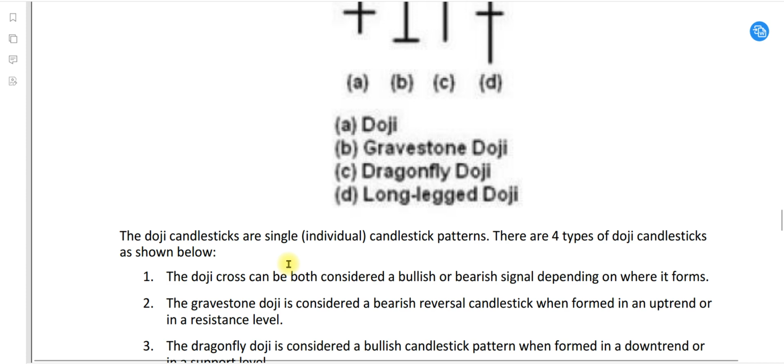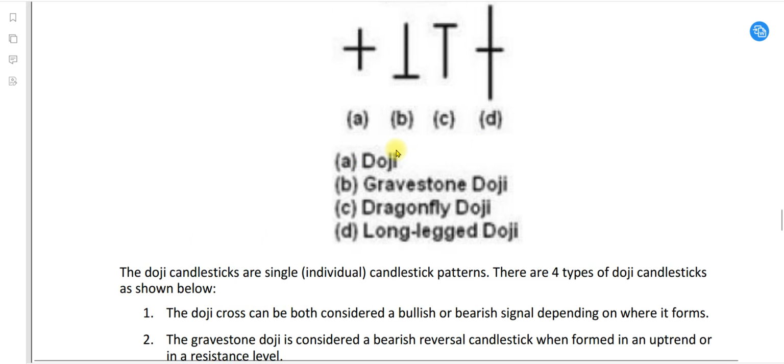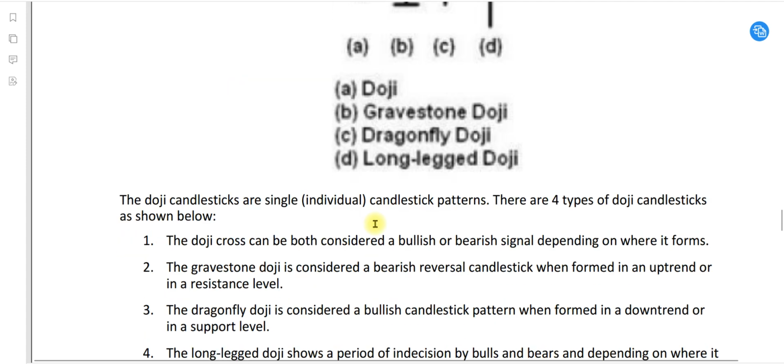The second one is the gravestone Doji. It is a bearish reversal candlestick. Whenever there is an uptrend, or we are buying and we go to a resistance level and you find a gravestone Doji, it is telling you to sell. As you can see, there is a push from here downward, signaling pressure from the sellers. They are trying to push price downward. So it is telling us that the resistance zone is a strong one.